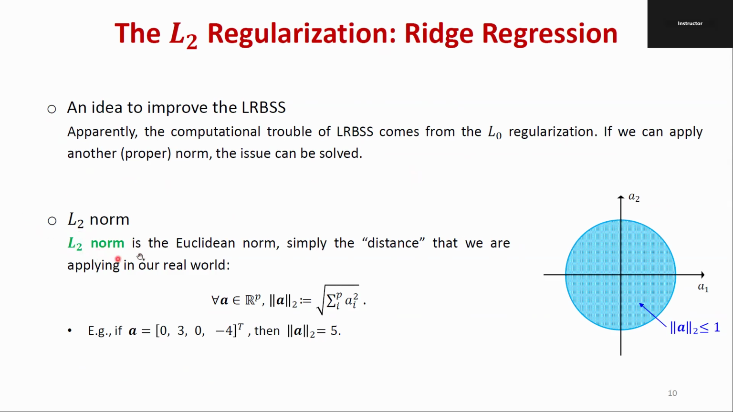The L2 norm is actually the Euclidean norm, which is nothing but the square of every element of a vector, then take the square root of the sum. For example, suppose my a equals 0, 3, 0, -4. What you need to do is just take 0 square plus 3 square plus 0 square plus -4 square, and you get 3 square plus 4 square, which is 25, right? And then take the square root of 25, which is 5. Hence, the L2 norm of this a is 5. It's just super simple. This is actually the Euclidean norm, the distance in our real world.